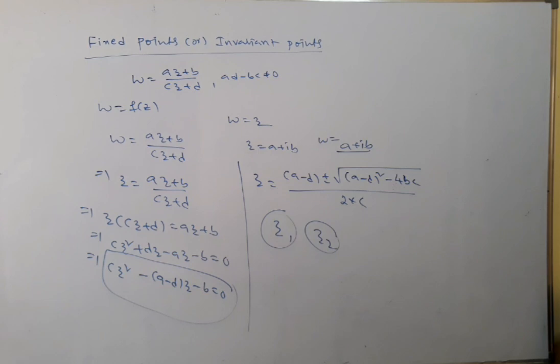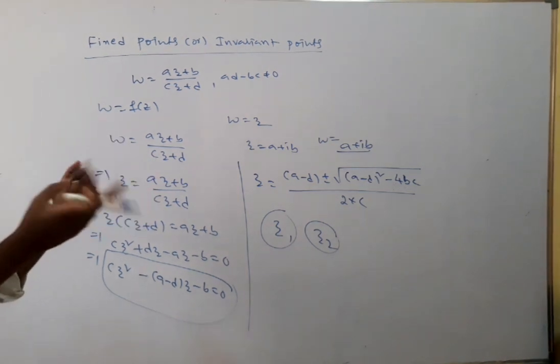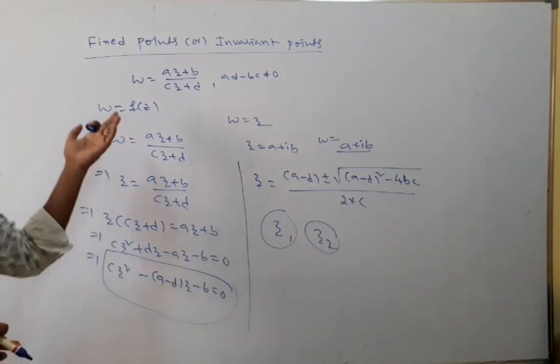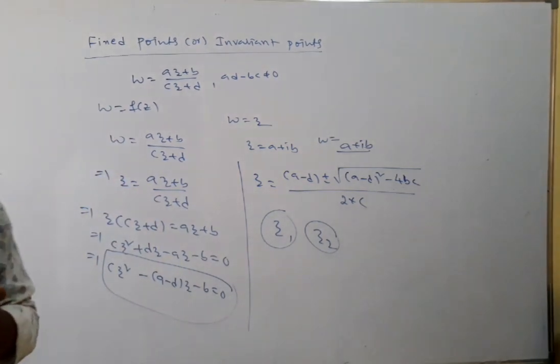According to this, not all the points, only some points are associated to the same under the transformation. How can we find them? By taking w = z, you will get the two points in this case. Next.